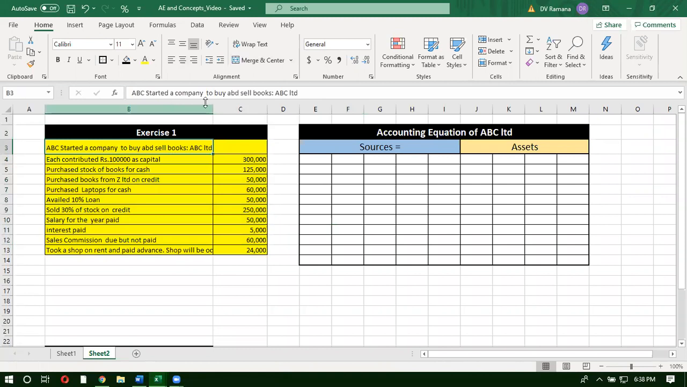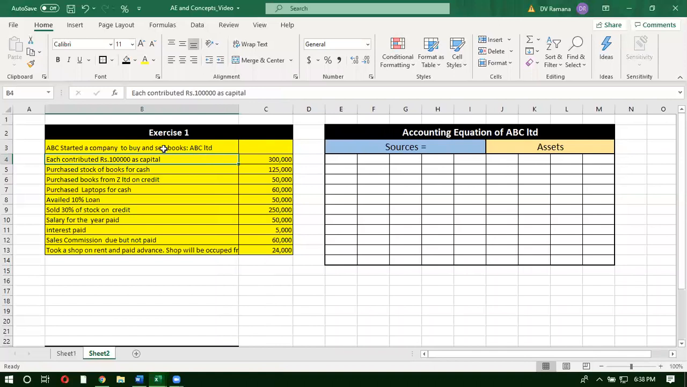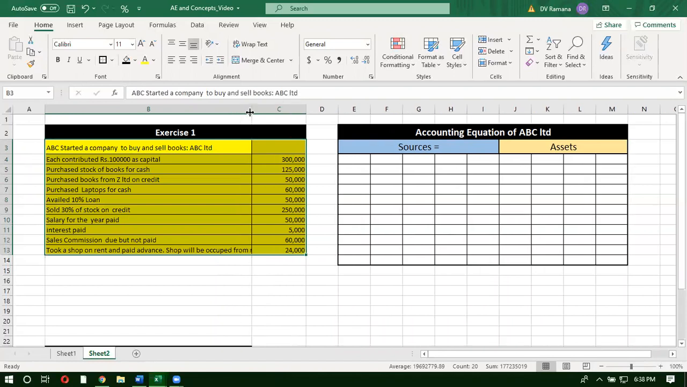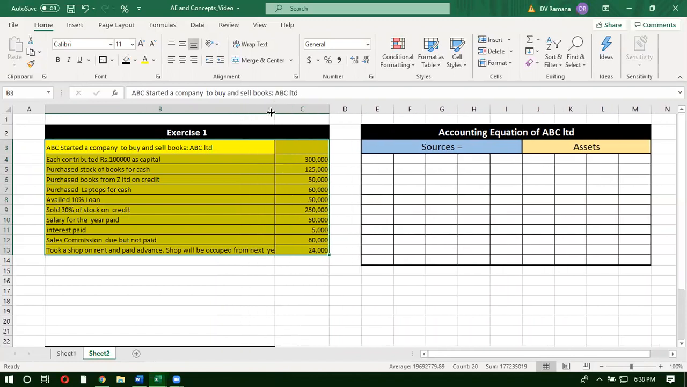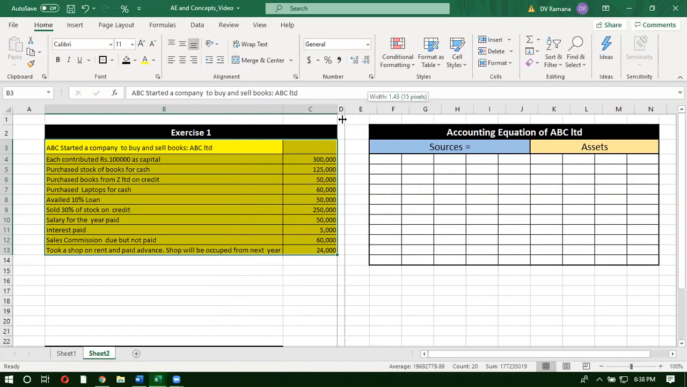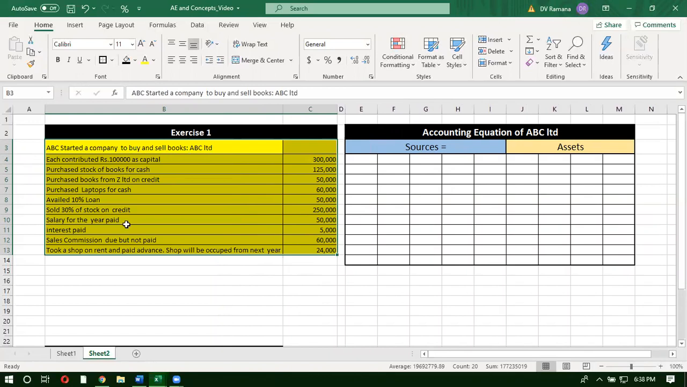taken by a company, a group of friends, ABC. They started business in the form of a company to buy and sell books. And they call that firm ABC Limited. And then in the process, they have taken several decisions during the period.